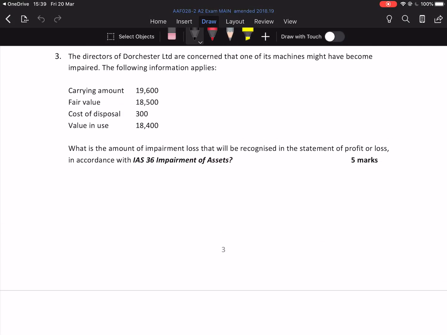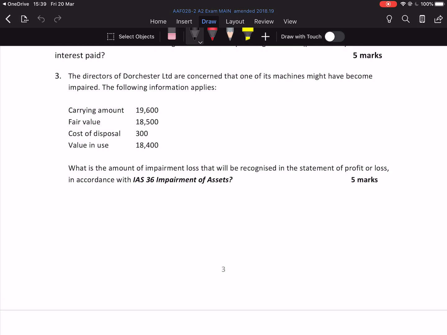I'm just going to go through this question for two reasons. First of all, because I want to show off with my new iPad pen, and also because it's relevant when it comes to one of the questions that you need to do for your exam. Okay? And it's to do with what we call the impairment of assets.